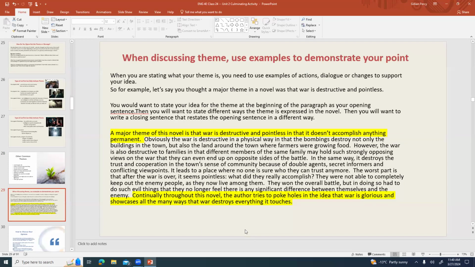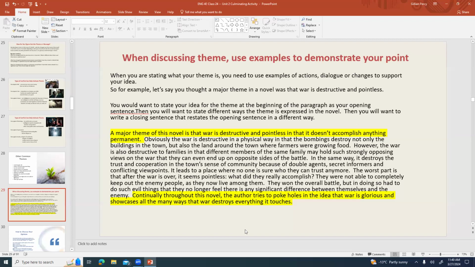Then you would want to state that idea for the theme at the beginning of the paragraph as your opening sentence. And then you would want to state the different ways that that theme is shown or expressed in the novel. And then at the end, you're going to want to write a closing sentence that restates the opening sentence in a different way. So here's an example, and I underlined the closing and opening sentence. You don't have to do that. That's just so that I can make the structure more obvious to you guys.